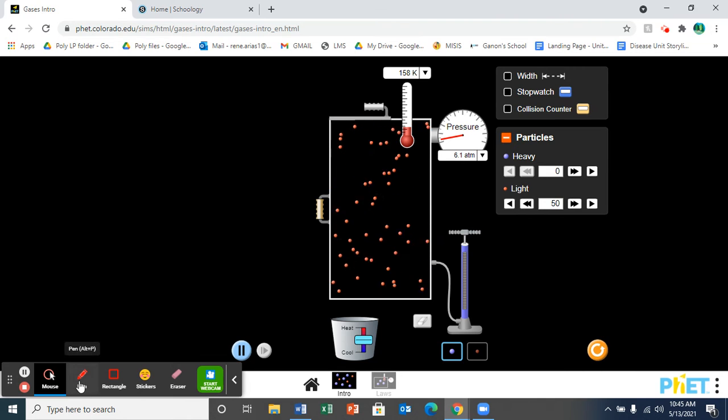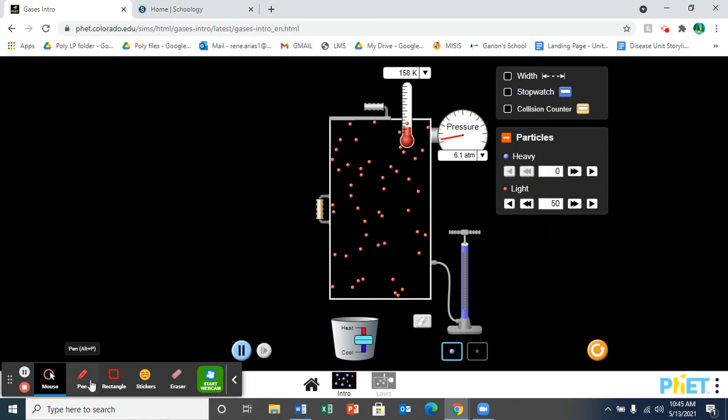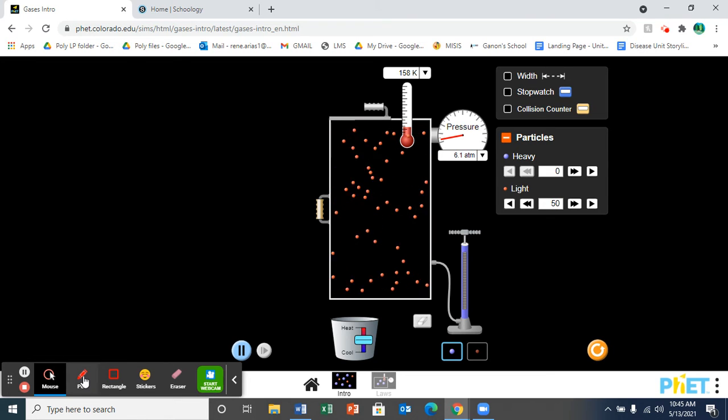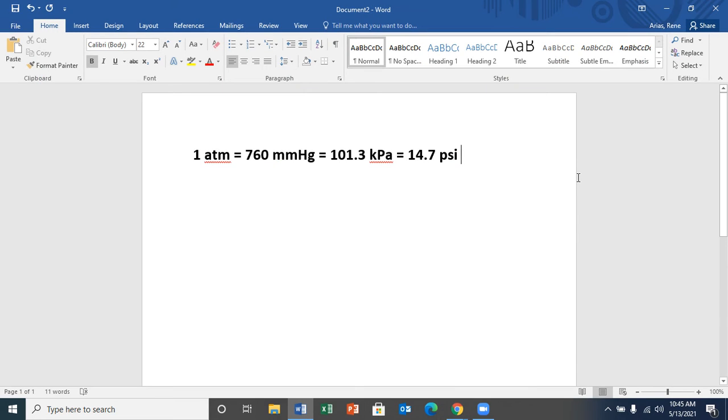So let me see if I can use the pen feature. So just remember when you're doing conversion, for example, if you start with let's say 1.5 atm, right, and you want to convert that into kilopascals, then you would take atm, you would put it in the bottom of the fraction, and you would take the kilopascals and you would put that on top of the fraction.